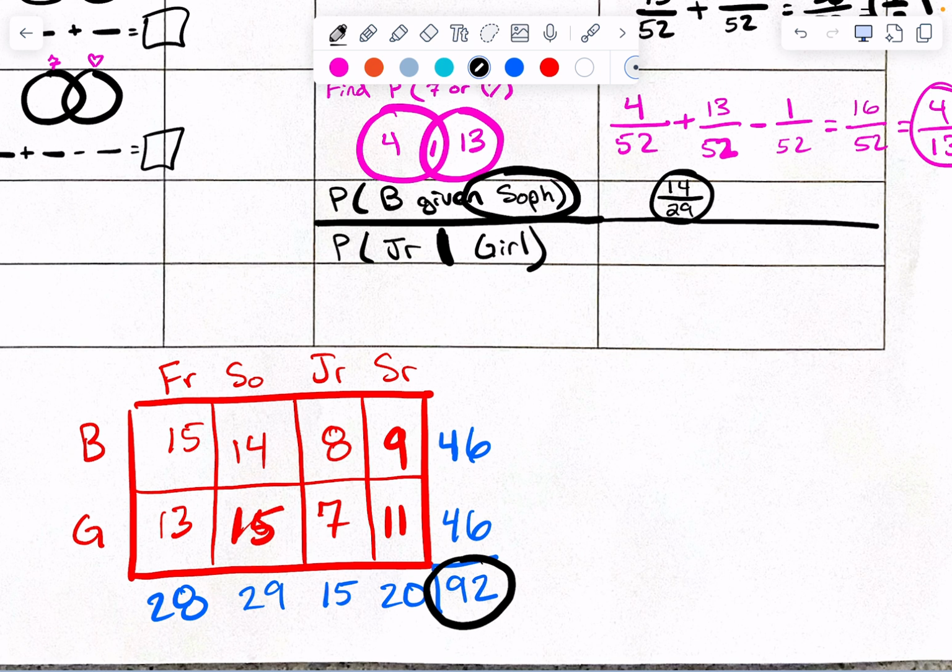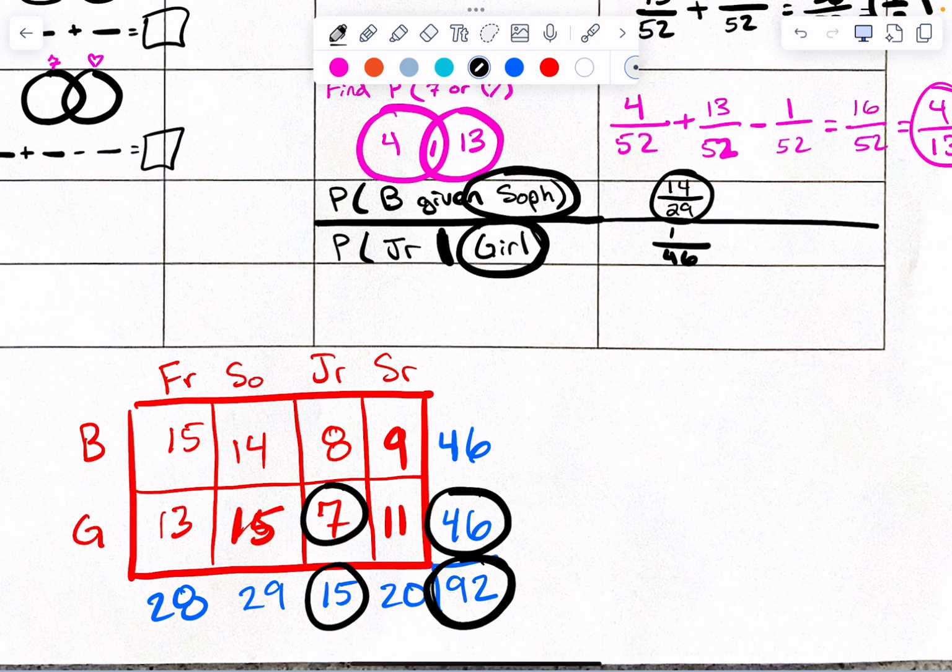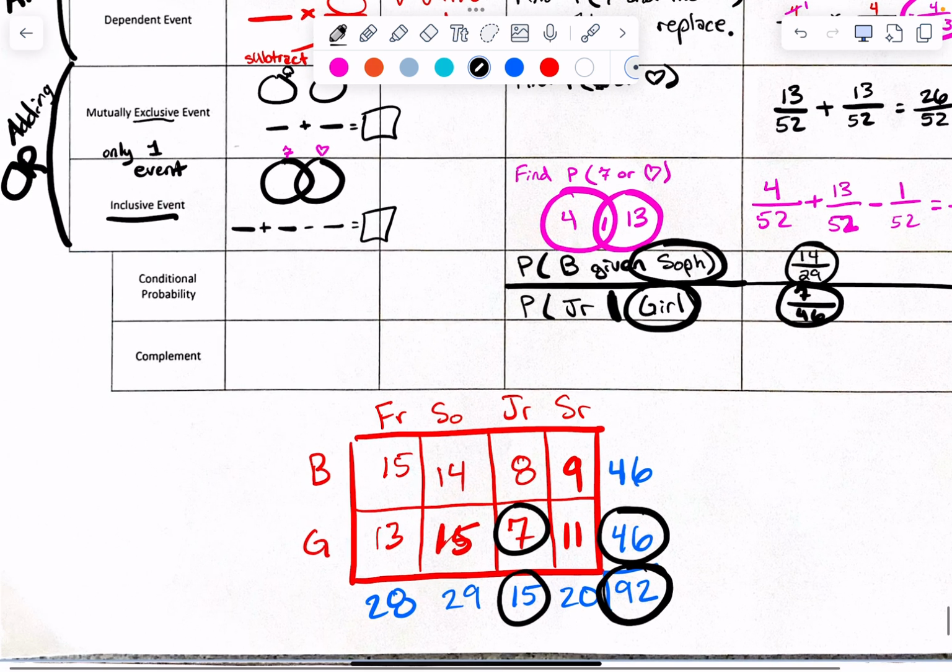For the second one, I'm not looking at all 92 people. I'm only looking at the girls. Girls are 46. Of those, how many are juniors? Now, I have a lot of people that will say 46 girls and juniors is 15, so 15 out of 46. Why is that not right? Because we're not talking about boys that are juniors. We're only talking about the girls that are juniors. So 7 out of 46.